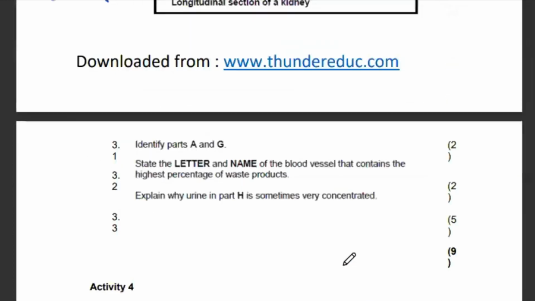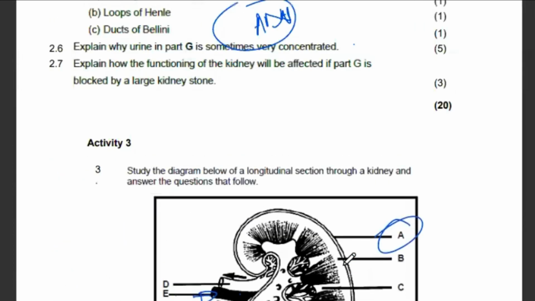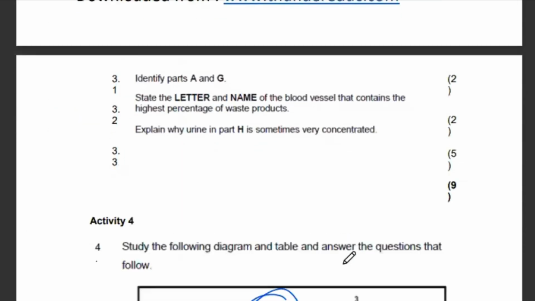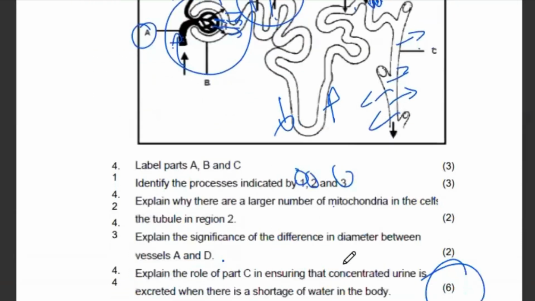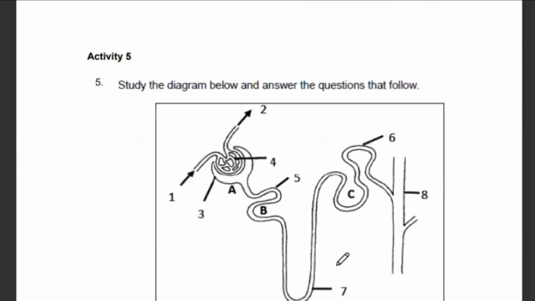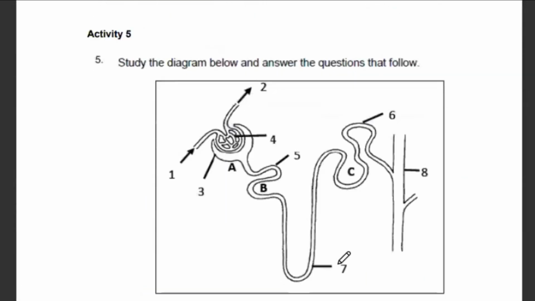ADH: the hypothalamus is stimulated, and then it triggers the hypophysis or pituitary gland to secrete more ADH. The ADH will make the walls of the collecting duct become more permeable, and now more water is being reabsorbed back to the body. I think I'm going to stop here.